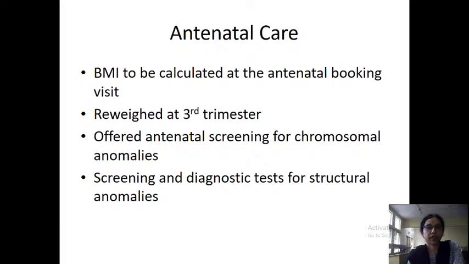And then coming to the antenatal care. So once they become pregnant, what should be our care? BMI has to be calculated at the first booking visit, and again these women have to be reweighed at the third trimester. And as a part of routine care, these women should also be advised antenatal screening for chromosomal anomalies. And because they are at high risk of developing structural anomalies, screening and diagnostic tests for structural anomalies should also be carried out.